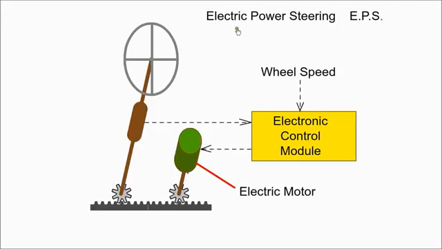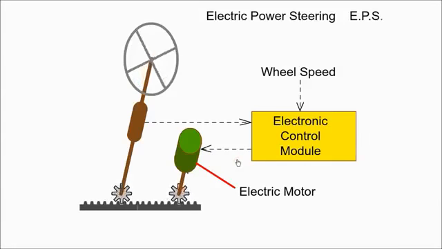Electric power steering (EPS) uses an electric motor to provide assistance at low speed when the steering wheel is turned. It provides variable assist depending on vehicle speed, max assistance when stationary, and no assist at high speed. Since it only takes power from the battery when required, it will help improve fuel economy.